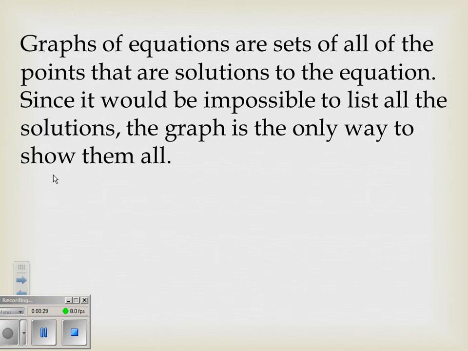But in general, graphs of equations are sets of all the points that are solutions to the equation. Since it would be impossible to list all of the solutions, the graph is the only way to show them all. So when you're looking at a line on graph paper, every single minuscule dot that connects to make that line is an actual coordinate solution to the equation that was graphed.